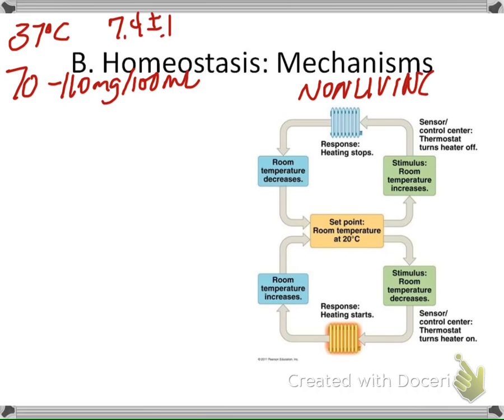So, mechanisms. Your non-living example is a thermostat in a house. You set whatever you want room temperature to be, and if it gets above 20, the heat's going to stop. It's not going to continually heat the house. If it drops below 20, the heat will kick on.